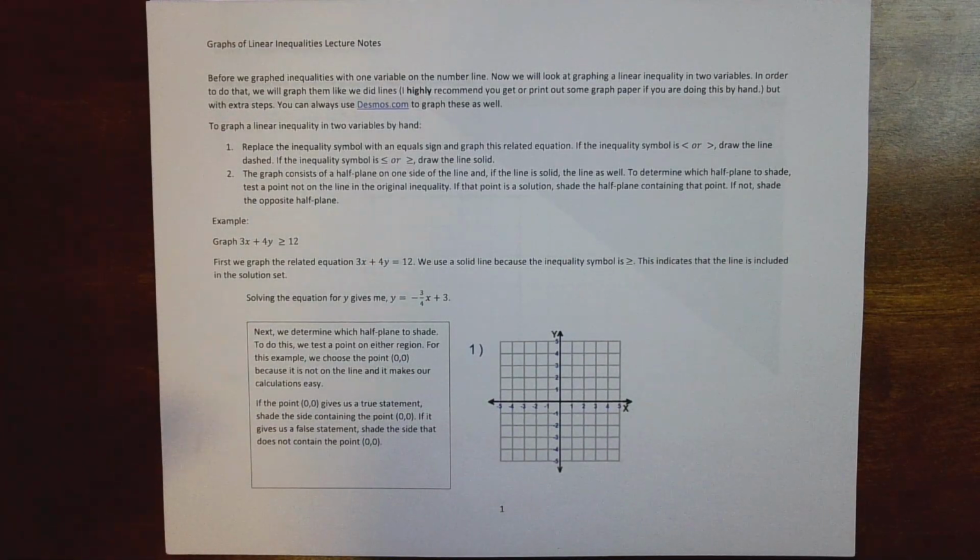Before, in our class, we've graphed inequalities with one variable and the number line. Now we're going to look at graphing a linear inequality with two variables. In order to do that, we'll graph them like we did the lines. I highly recommend that you get or print out some graph paper. If you're doing this by hand, you can search free printable graph paper, and there's tons of options.